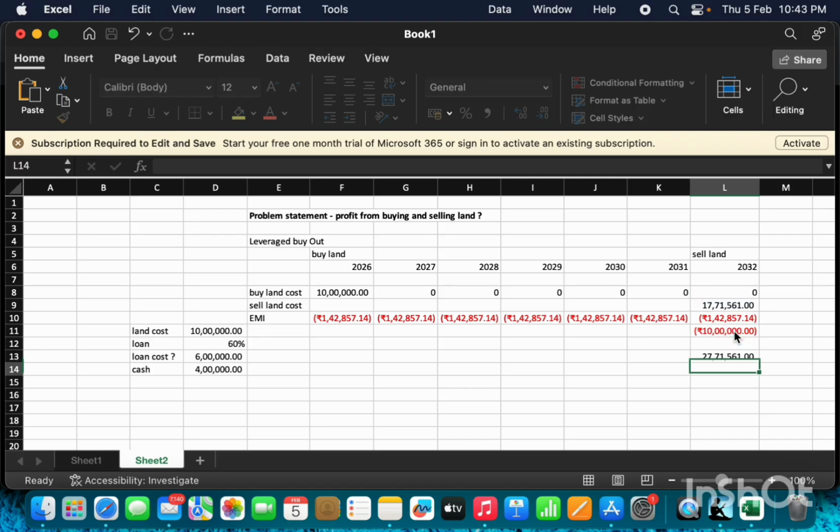So 17 lakhs minus 10 lakhs. Oops, sorry, I need to make this a plus. You make a profit of 7,70,000, right? So the money you invested was 4 lakh from your pocket. With an investment of 4 lakh, you bought a land worth 10 lakhs, sold it for almost 18 lakhs. So if I calculate your return, how much will it be? You invested 4 lakhs and you made 7 lakhs, almost 8 lakhs.